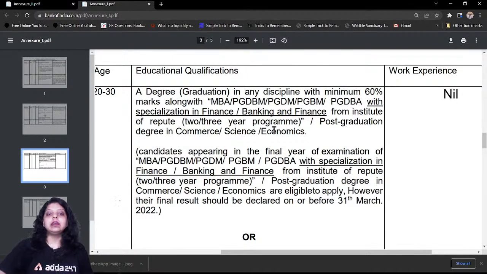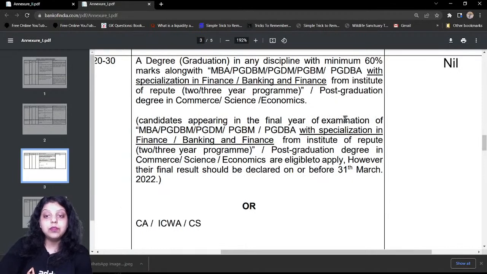Now apart from that, we require that candidate appearing the final exam. This is also important. The candidates appearing in the final year examination of MBA, PGDBM, PGDM, all these criteria from Institute of Reputed Post-Graduation Degree in Commerce, Science or Economics are eligible to apply. However, their final result should be declared on or before the 31st March 2022. So they have said if your final year is running, then also you are eligible to fill this particular post, but your result should come by 31st of March 2022. Your result should be declared.